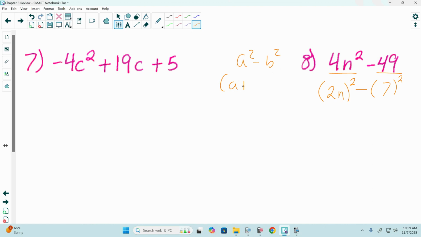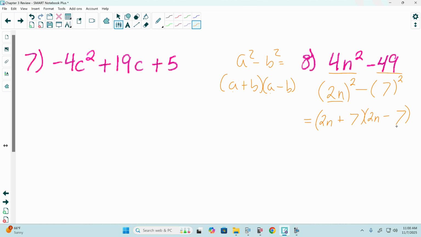Because our a squared minus b squared will factor to a plus b times a minus b. It's our difference of perfect squares formula. Now we rewrite it in the squared form so that we can say what's a and what is b. 2n is a. And our value b is 7. So it's 2n plus 7 times 2n minus 7. And that's it. We're really just following the formula.